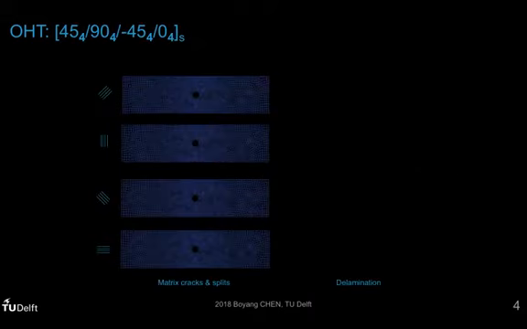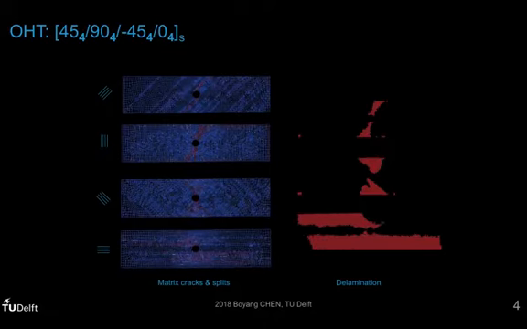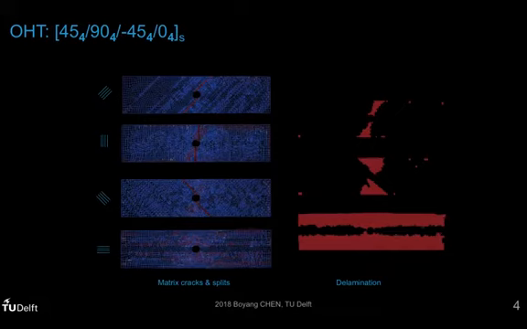And the last one is the quasi-isotropic. See that the cracks propagate independently of the underlying mesh, along the respective fiber angles.